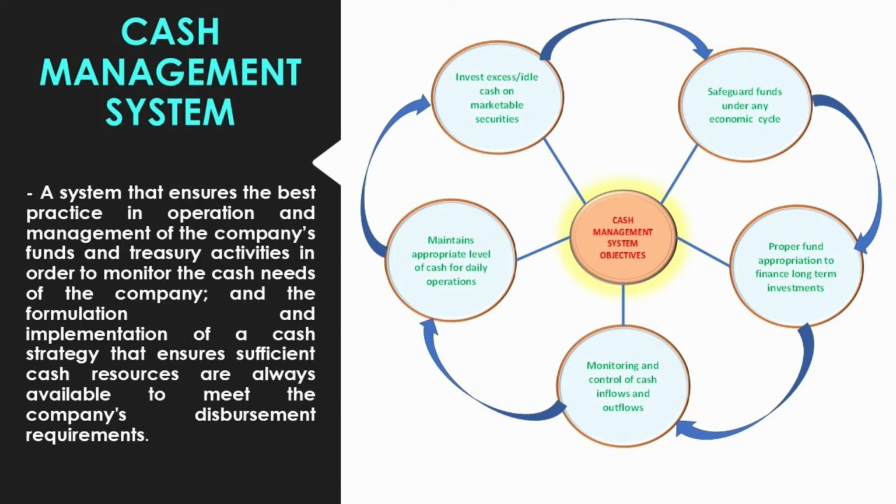Third objective is monitoring and control of cash inflows and outflows. When we say cash inflows, we are monitoring and expecting that cash would be coming on time as planned, and cash outflows are being planned ahead of time, that there are due dates already established for the cash outflow and the outflows are properly approved. The fourth objective is the maintenance of appropriate level of cash on a daily basis. Now, the company doesn't want any day that there would be a shortage in cash because there would be a delay in the processes. The fifth objective is to invest any excess or idle cash on marketable securities. This is for the company to earn money while the cash is not being utilized.